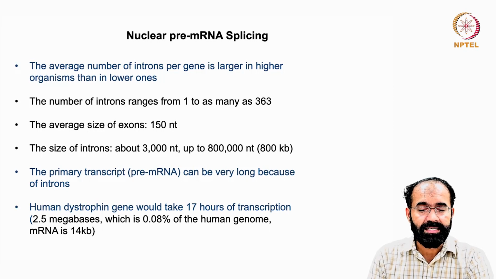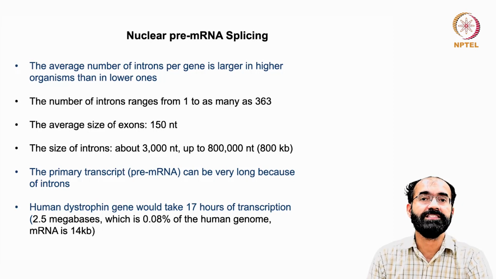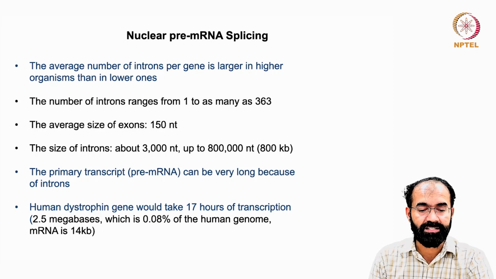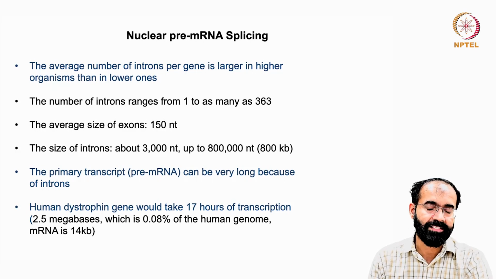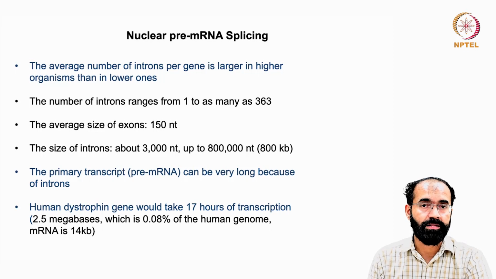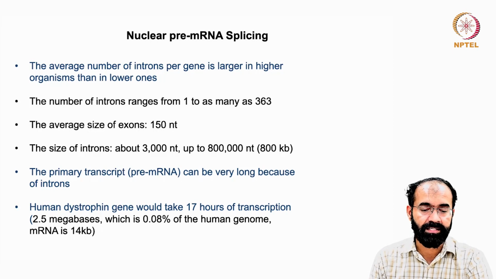The human dystrophin gene would take 17 hours for transcription of 2.5 megabases. Remember, 1000 bases is 1 kilobase, and 1000 kilobases is 1 megabase. So you are talking about a single gene, dystrophin, of 2.5 megabases, which is about 0.08% of the entire human genome. One gene is occupying that much space, and the mRNA is only 14 kb. So the pre-mRNA, or the unprocessed mRNA, will be 2.5 megabases, which after splicing becomes 14 kb. Still it's a big protein, but it takes longer time.